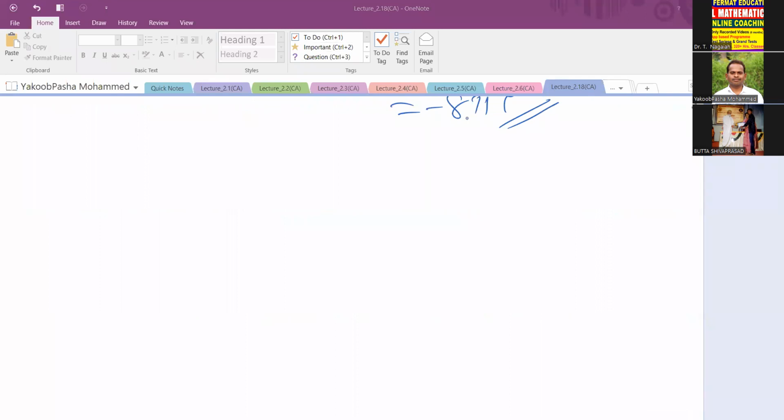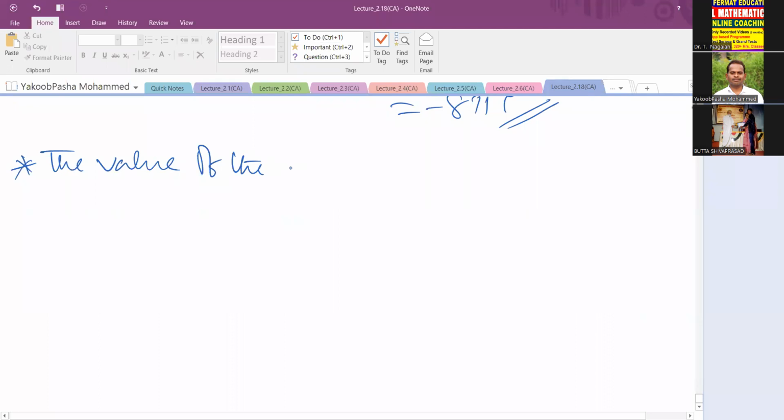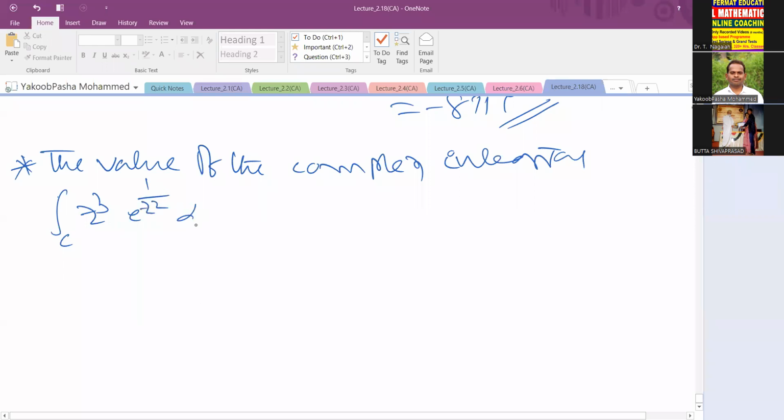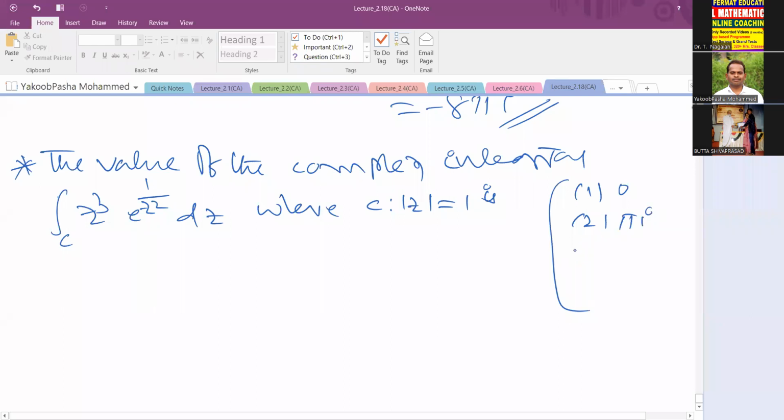The value of the complex integral over C of z cube into e to the power of 1 by z square dz, where C is modulus of z equal to 1, is: option 1, 0; option 2, pi i; option 3, 2 pi i; option 4, pi i by 2. Okay.